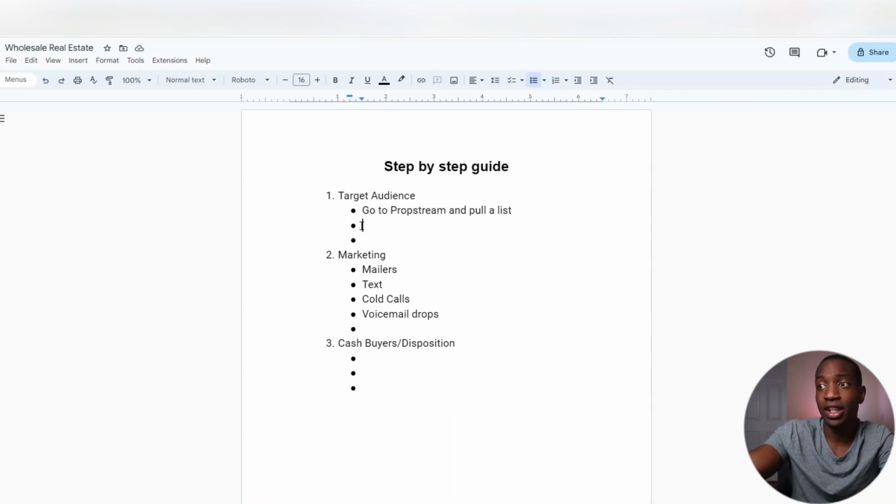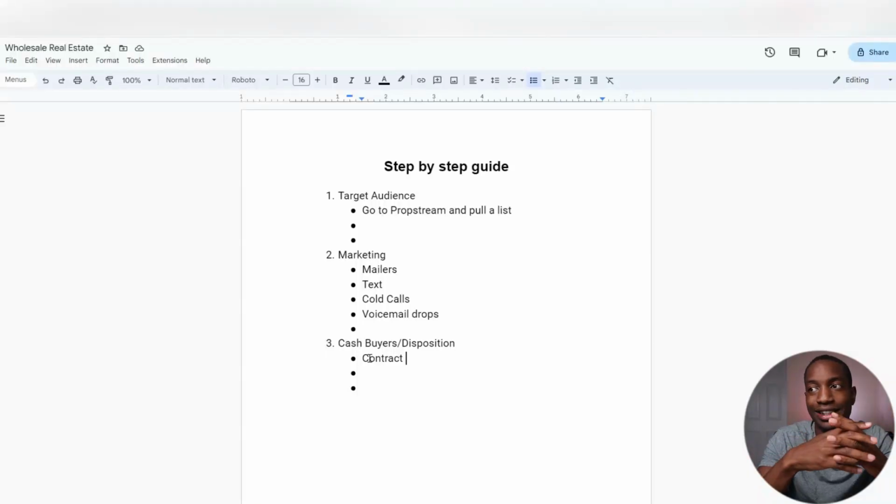And then with that same list, you can target using these different approaches. Now, cash buyers and disposition. This is where you sell your property to. And this includes your contract. I'll put a link to my contract video, which includes a link to my contract that I use. I use a simple 1-page contract in order to put wholesale deals down.